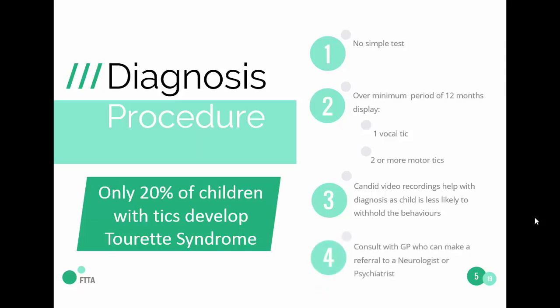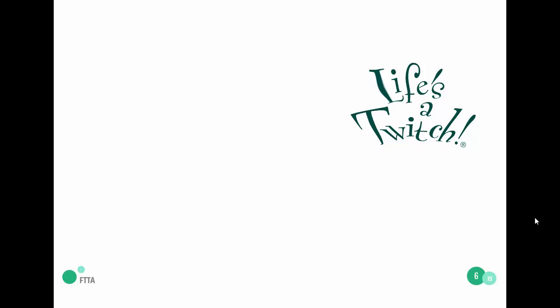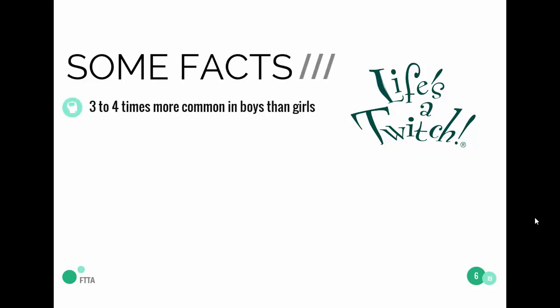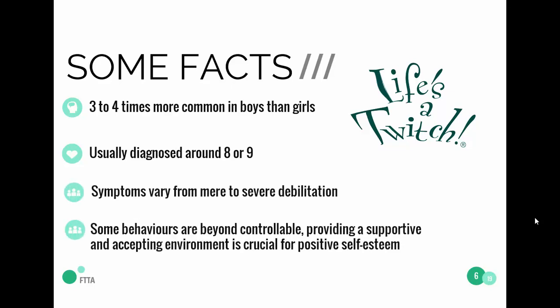Okay, sometimes video is used, and neurologists and GPs and people like that. Okay, 3 to 4 times more common in boys. I've noticed that with quite a lot of the disabilities that we cover. Not sure if there's a reason behind that. Maybe a GP or someone would know the answer. Usually diagnosed around 8 or 9 years of age.